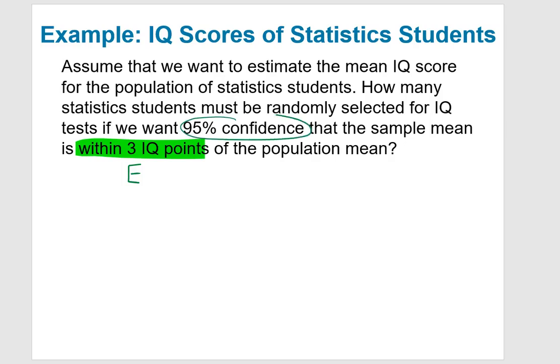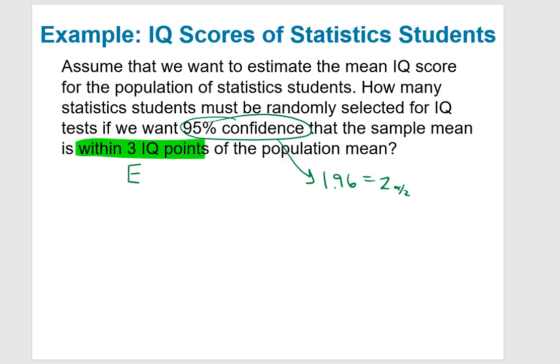I've got a 95% confidence. Okay, so that's going to tell me my Z critical value that I need to find. Remember, for 95%, you should have memorized that it's 1.96. That is my Z critical value that I need for this problem.